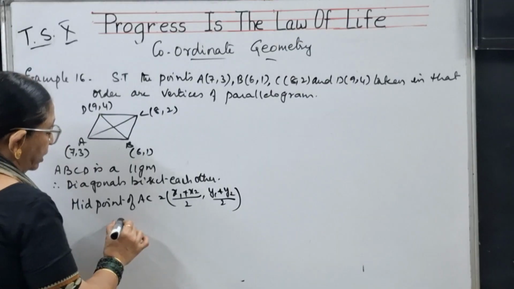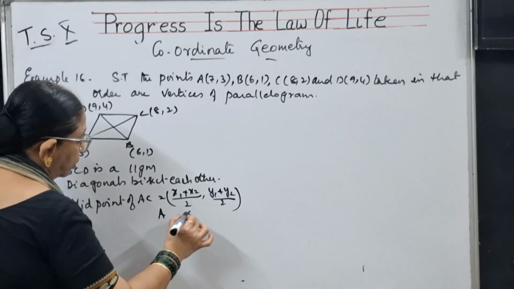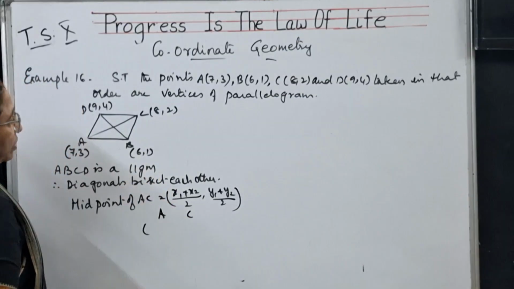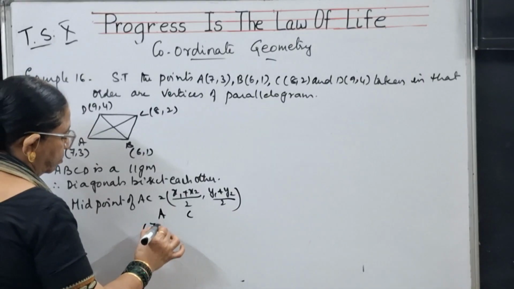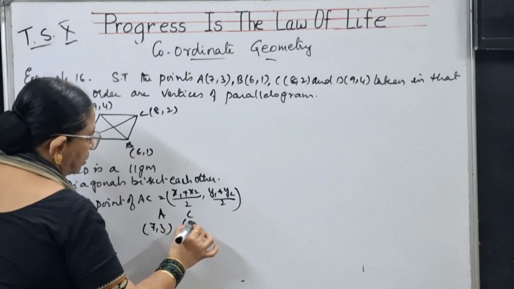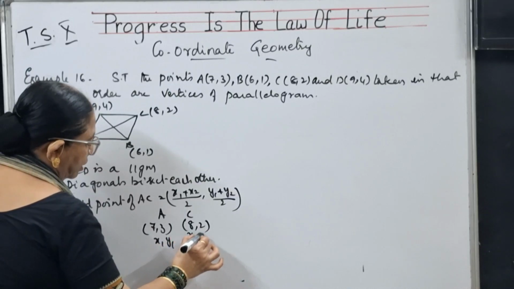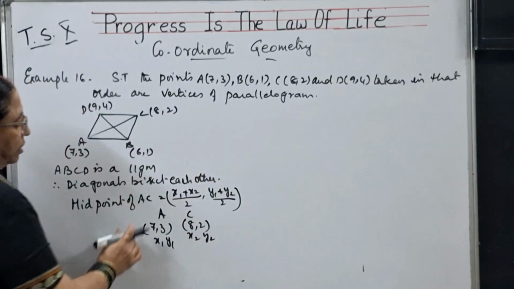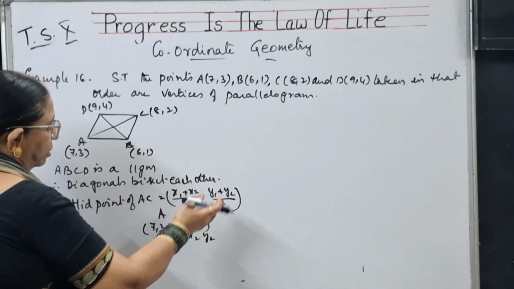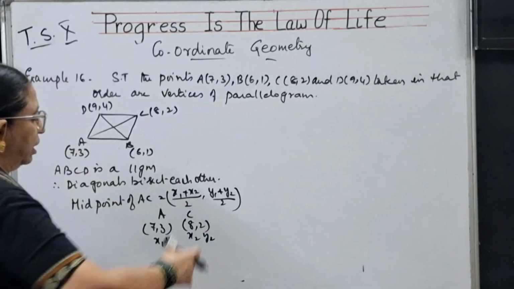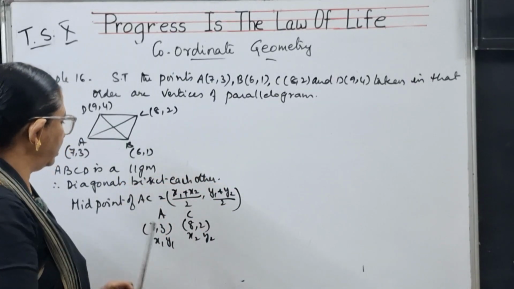So we have to go for A and C. What is the coordinate of A? What is the coordinate of C? A coordinate is (7, 3) and C coordinate is (8, 2). This is x1, this is y1, this is x2, this is y2. Do it in rough column, children. You need not do it underneath, but I need the space, that is why I have done it here.